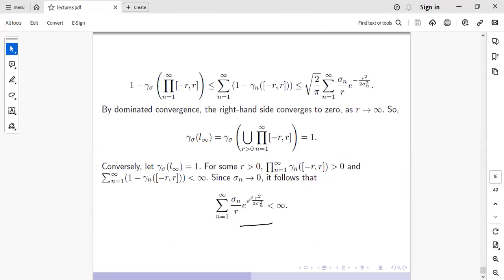And actually, we can remove also sigma n by slightly decreasing this multiple, which means that for large enough epsilon, the sum of exponents of minus epsilon over 2 sigma n squared will be finite. Okay, and next time we will have more examples of Gaussian measures.